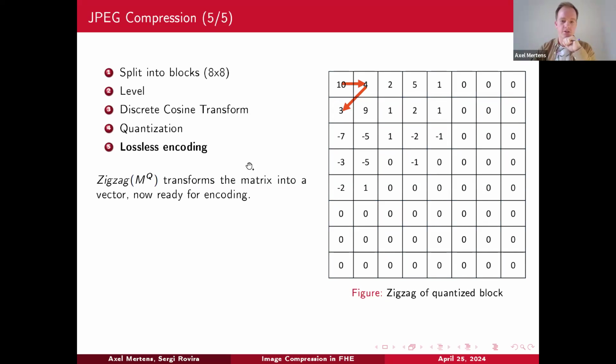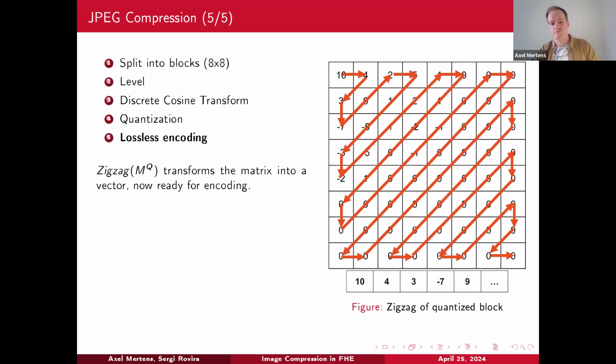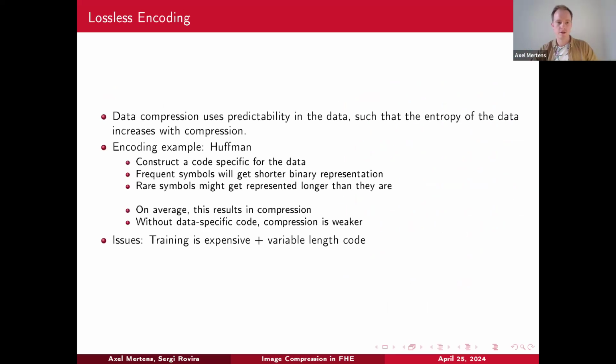So the next step then is to turn a matrix into a vector with the zigzag function. The zigzag flows like this, which is very nice because then the zeros that we expect on the bottom right are all at the end of the vector. When we have that vector, we can finally do an encoding. Everything up till now has not done much compression yet, but the encoding will take care of that. So what is encoding actually?